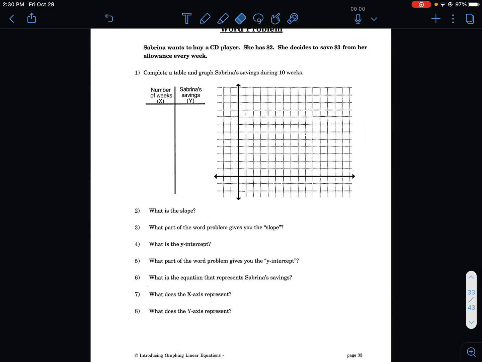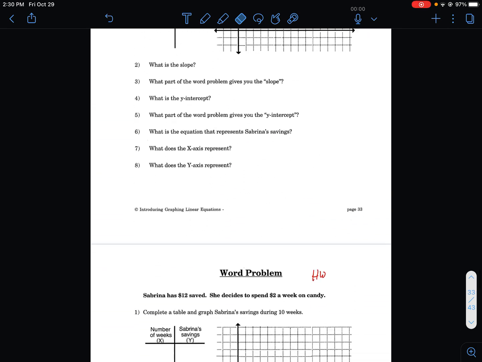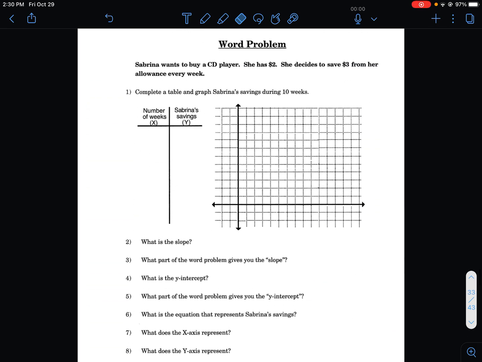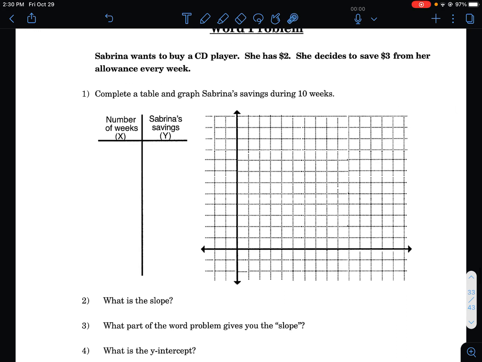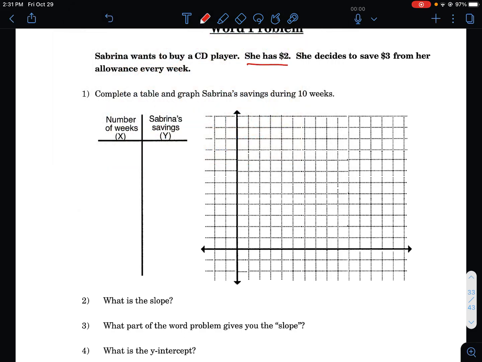So let's now get to, we've got 2 more problems. The first I'd like to do with you. The second one I'd like you to try on your own. So the first one, let's read the story. Sabrina wants to buy a CD player. She has $2. She decides to save $3 from her allowance every week. Complete a table and graph for Sabrina's savings during 10 weeks.